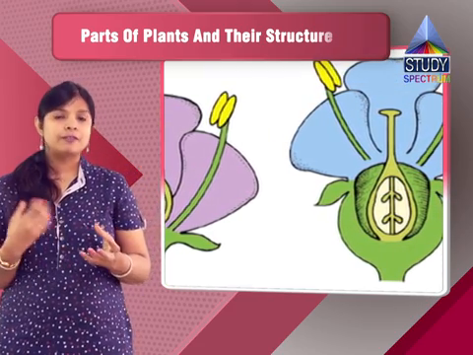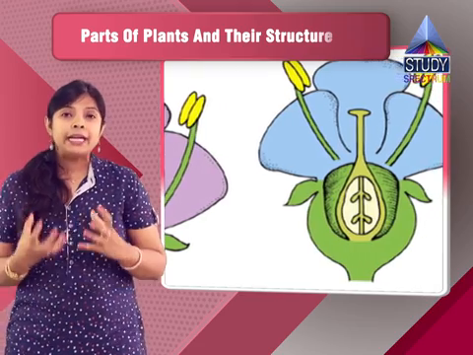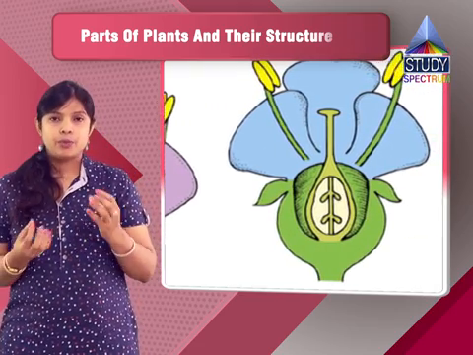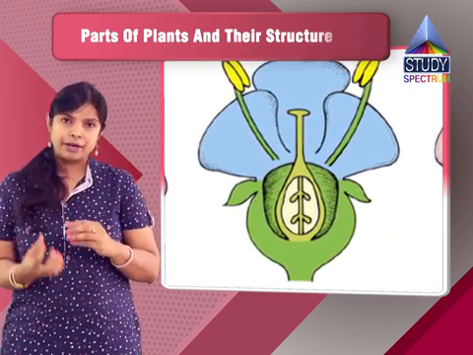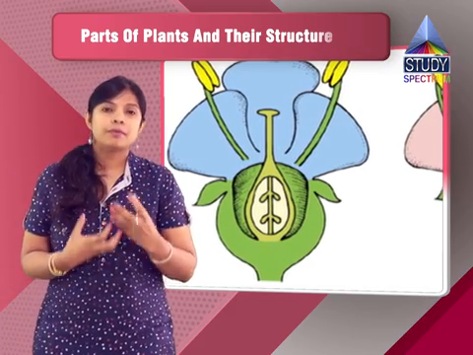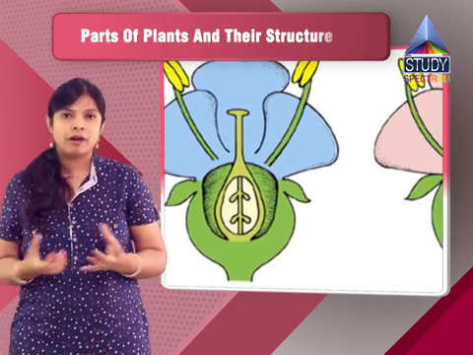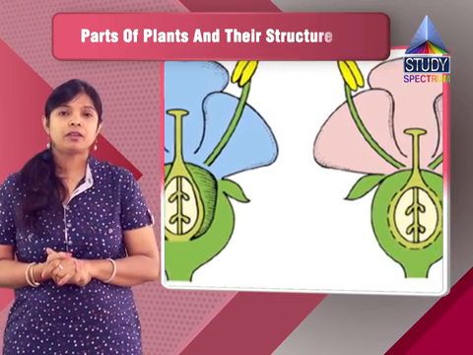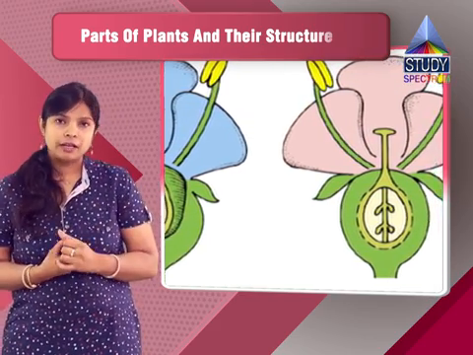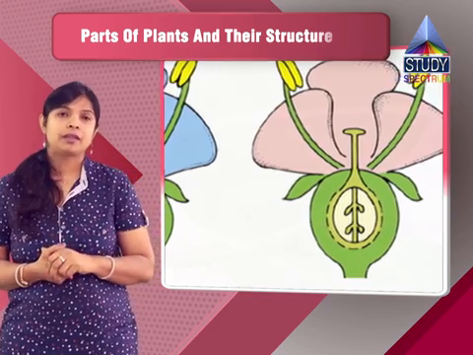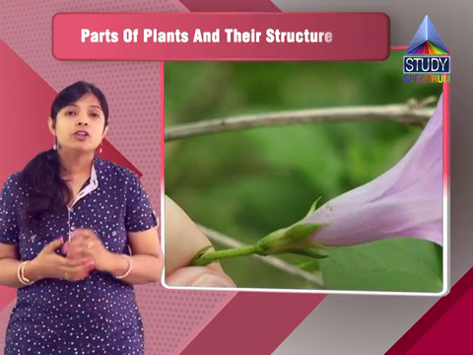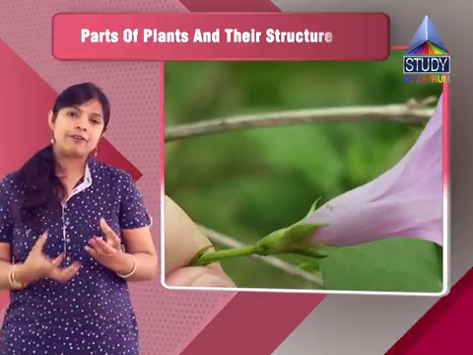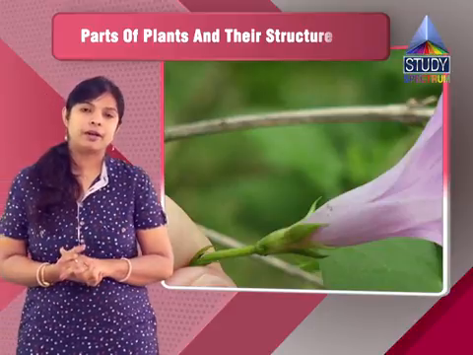So what is the role of sepals in the flower? They protect the bud when the petals are present in the bud form, and when this bud blooms and forms a flower, they provide support to the flower. So it is the outermost part of the flower. Then corolla. So the corolla of the flower forms the petals of the flower.